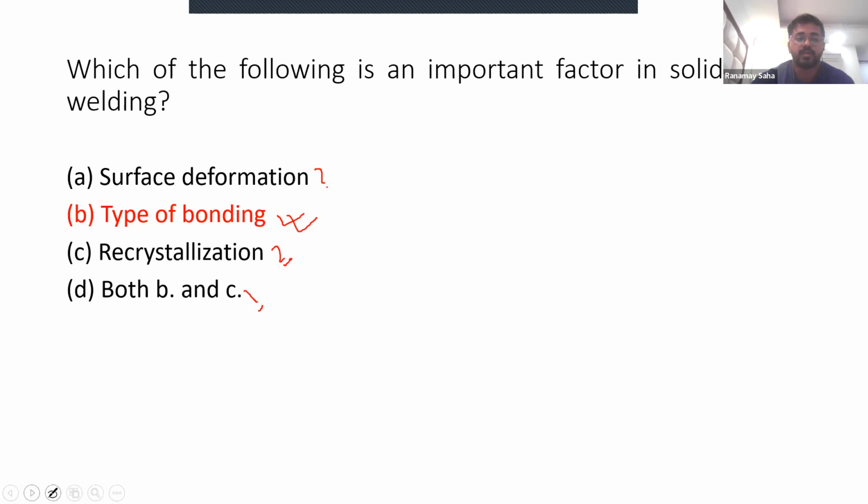Depending upon the type of bonding and the material characteristics, these are the particular parameters which will help us decide what type of solid state welding we're going to use. So option B becomes the correct one here.